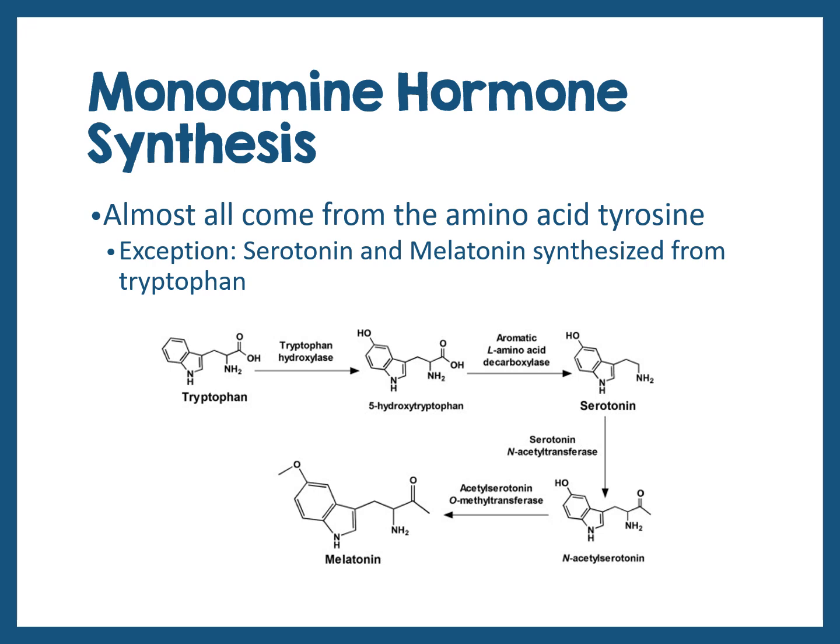When it comes to monoamine hormone synthesis, almost all of these hormones are going to come from the amino acid tyrosine. There's one exception, and that's in the case of serotonin and melatonin. Those will be synthesized from tryptophan. So you can see here I have a molecule of tryptophan, and there'll be a series of steps performed by enzymes converting that amino acid into melatonin.